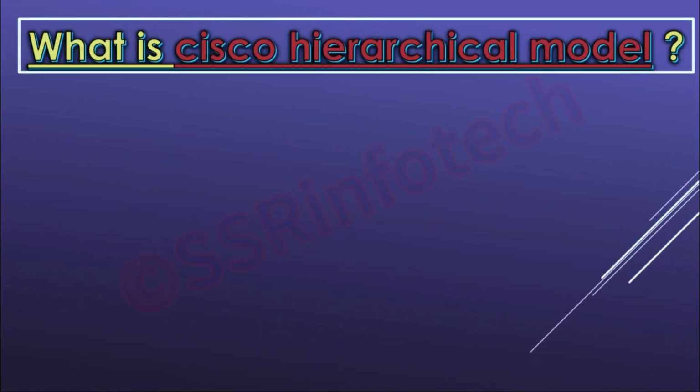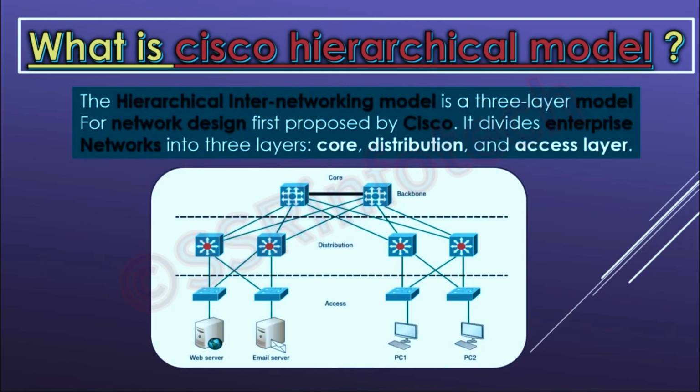So the very first thing is, what is the Cisco model? The Cisco hierarchical model, also known as the Cisco model, is a network model used to help us design, implement, and maintain a scalable, reliable, cost-effective hierarchical internetwork. Cisco defines three layers of hierarchy: core, distribution, and access layer.